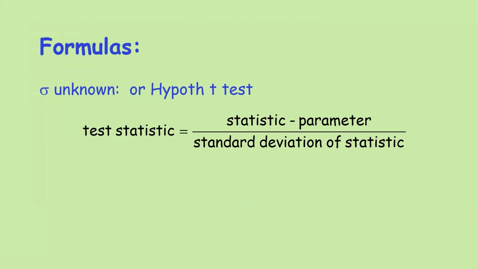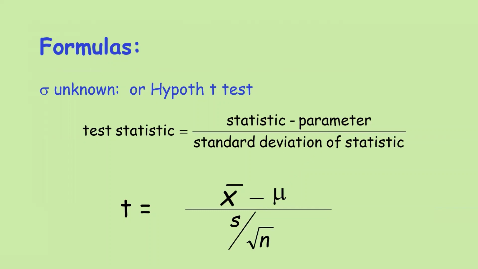If sigma is unknown, we would call it a hypothesis t-test. Again, same procedure, except that we don't know our population standard deviation. So we're doing x bar minus mu divided by s, your sample standard deviation, divided by square root of n.